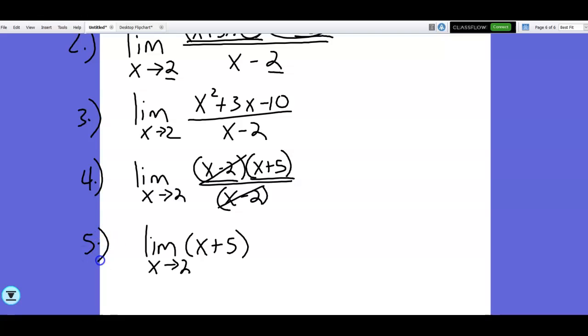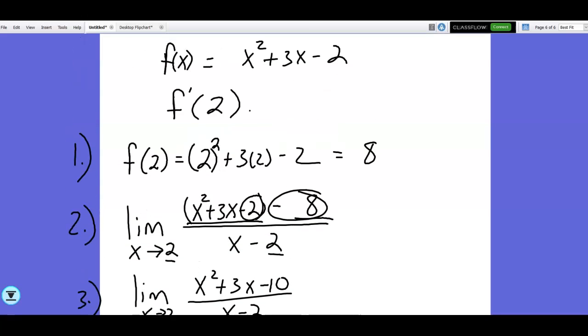So for step 5, all we do is plug it in. You get 2 plus 5, which is 7, and we're all done. Okay? Now, if you want, just for the heck of it, you can also check your answer doing the old school method.